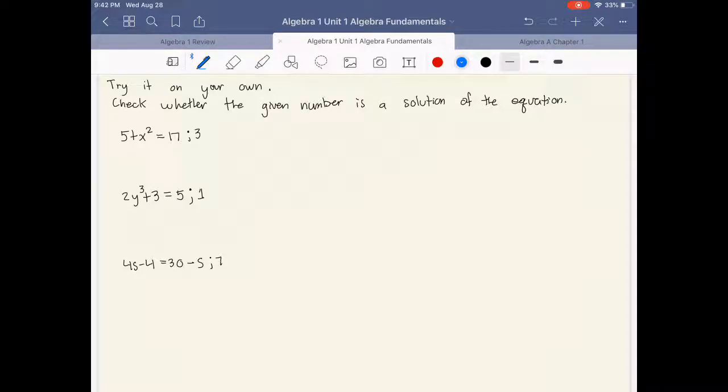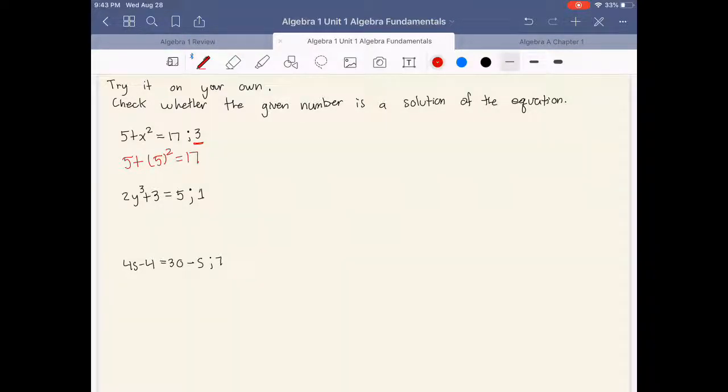Okay, so let's go over the first problem. If you see the semicolon, that means it's just separating the variable from the number that you're going to be replacing it with. So for example, 5 plus x squared equals 17. You're going to replace x with 3. Whatever's after the semicolon, that's what you're replacing the variable with. So that means 5 plus (3) squared, or 3 to the second power, equals 17.